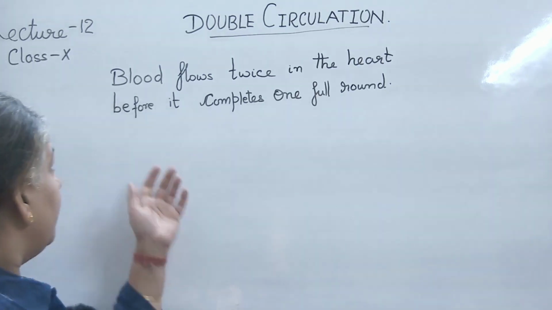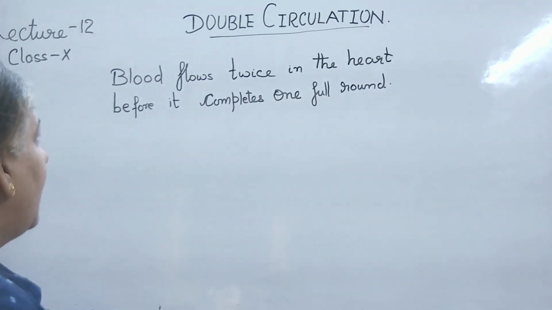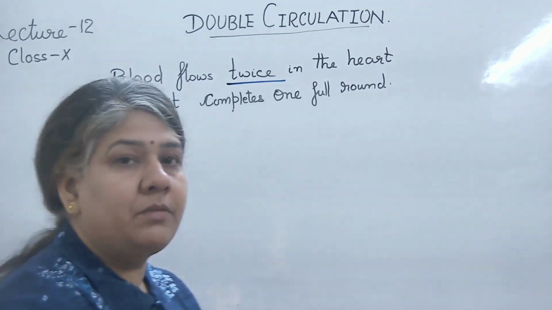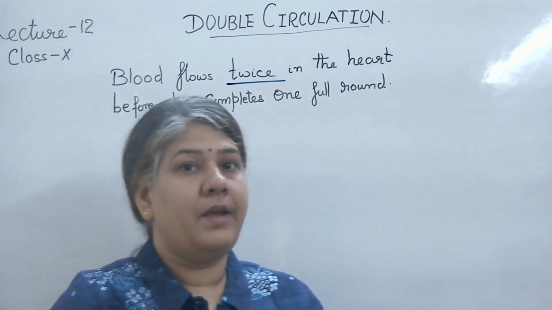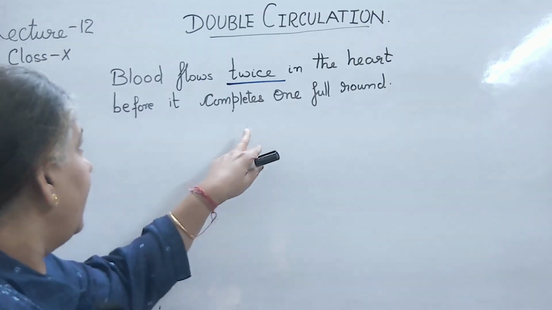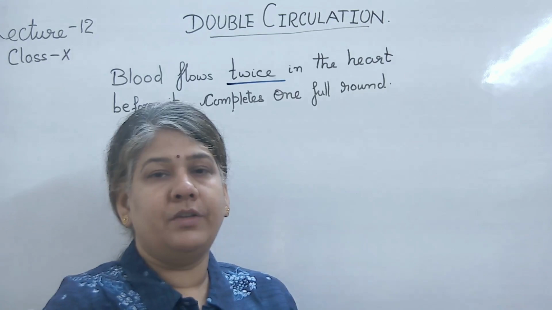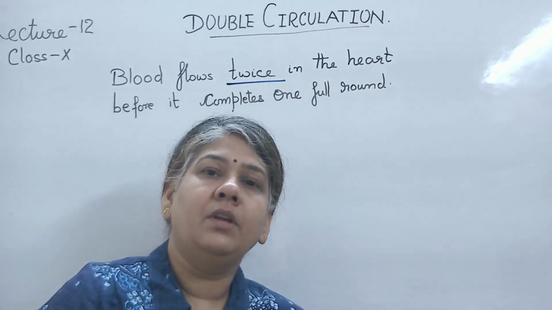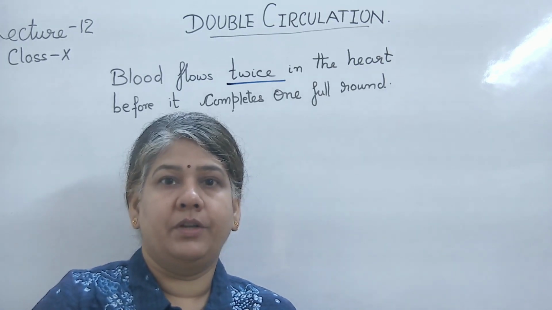See, double circulation means blood flows twice in the heart before it completes one full round. That is, blood flows through the heart twice, once as oxygenated blood and once as deoxygenated blood. Okay, so basically this double circulation will include two circulations, that is pulmonary circulation pertaining to lungs and the systemic circulation, that is the general circulation or the major circulation.